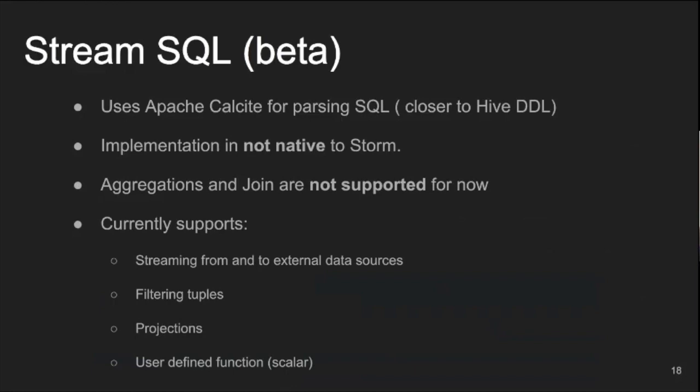So streaming from external sources is possible. Filtering tuples in an existing stream, providing projections, or using user-defined functions which are really scalar are supported at this time with 2.x. We're still reporting this as experimental and beta version because obviously we don't have aggregation and join kind of support for this.